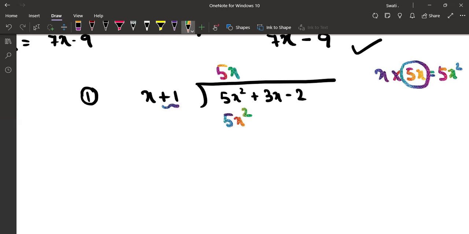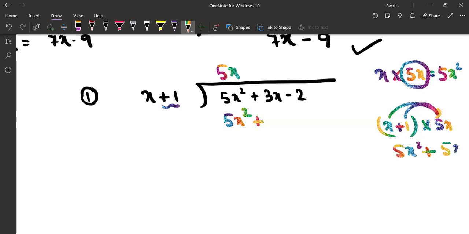Now, this plus 1 we will also multiply, so plus sign will be as it is. See, what is happening here? It is like a distributive property, Manya. X plus 1 into 5x, like this. So first we multiplied x by 5x, so we got 5x squared. Now we keep this plus sign as it is and multiply 1 by 5x, and that will be 5x. So here this will become 5x. Is it clear, Manya? This step, the distributive property, I am doing directly there. I hope this is clear, right?